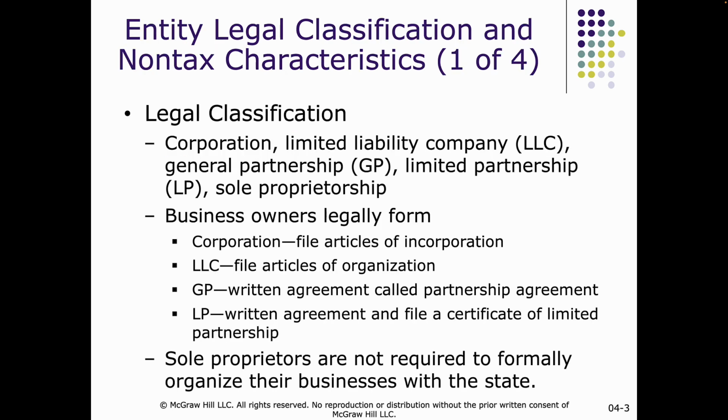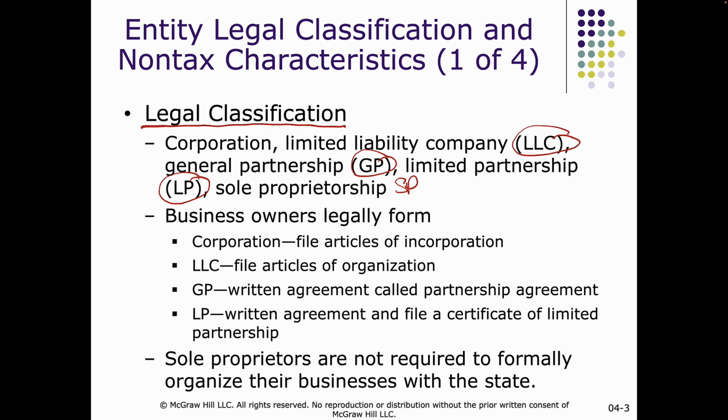So let's get started. We have several legal classifications that entities can take. We can have a corporation, a limited liability company, a general partnership or a limited partnership, or lastly, a sole proprietorship. Business owners legally form one of these entities.